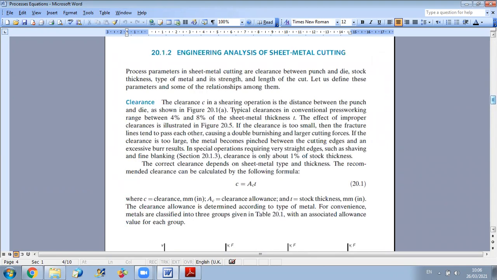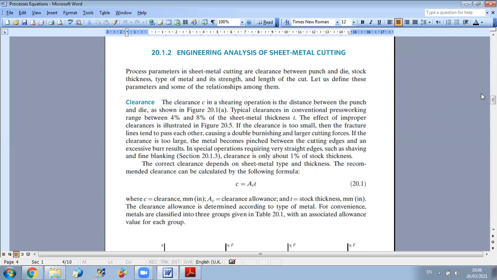In case of metal cutting, we will rely on shear forces to produce the cutting effect. The parameters involved in sheet metal cutting are the clearance between the punch and die, the stock thickness, the type of metal and its strength, and in addition, the length of the cut. So we will define all of these parameters before beginning the problems.